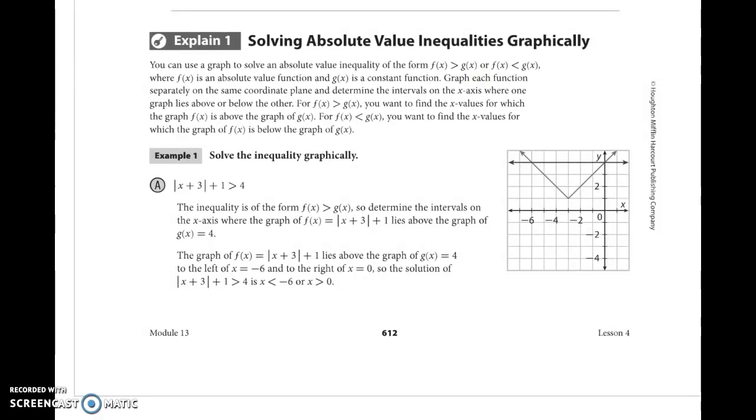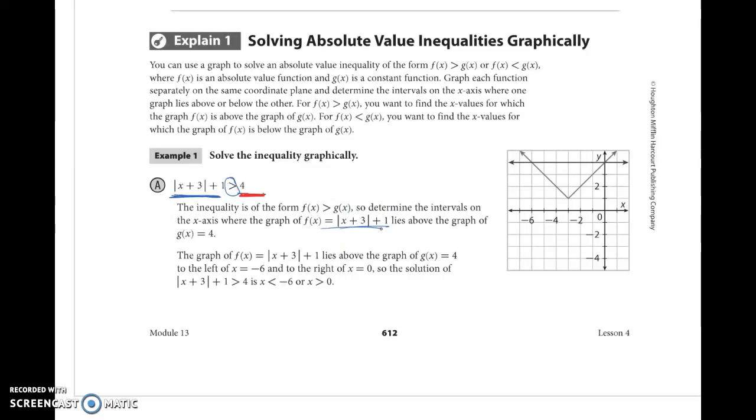So I'm looking at Explained 1 on page 612. And we're going to do what we did on the last lesson, where we graph this side and we graph this side and we see where this is true. So where is this function greater than this function here? So I'm going to use 2 different colors to graph these. So graphing the first side, it says the inequality is in the form f of x is greater than g of x. So let's go ahead and graph this first one and see where that lies.